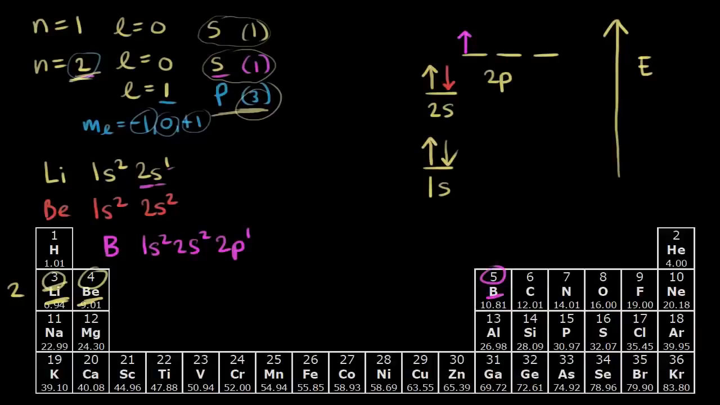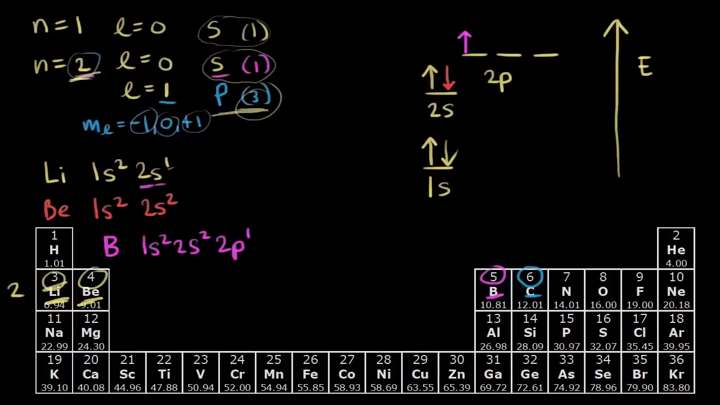All right, let's do carbon. So next we have carbon. Let's use blue for carbon here. So carbon has a total of 6 electrons, so we have 1 more to think about. We know it's going to go into a p orbital in the second energy level. The question is, which one of these p orbitals do we put this next electron for carbon?